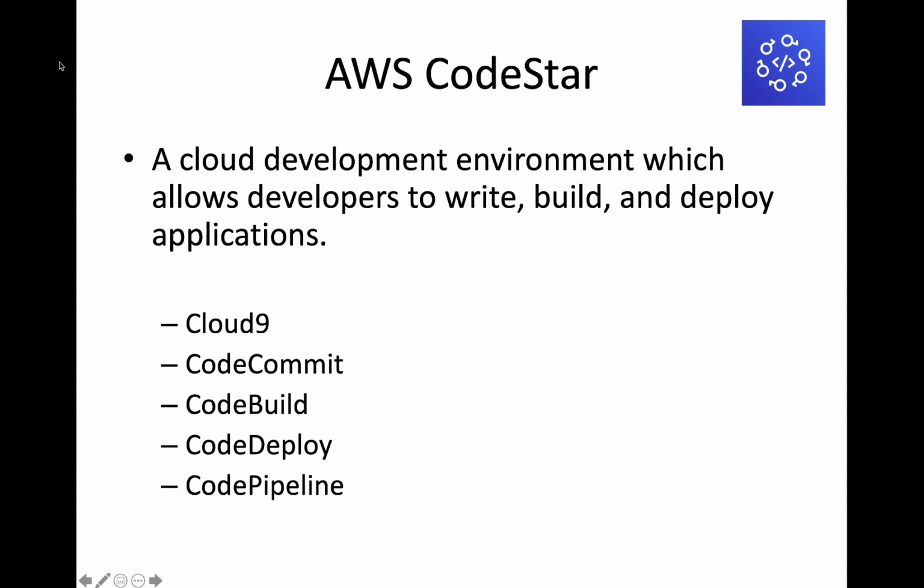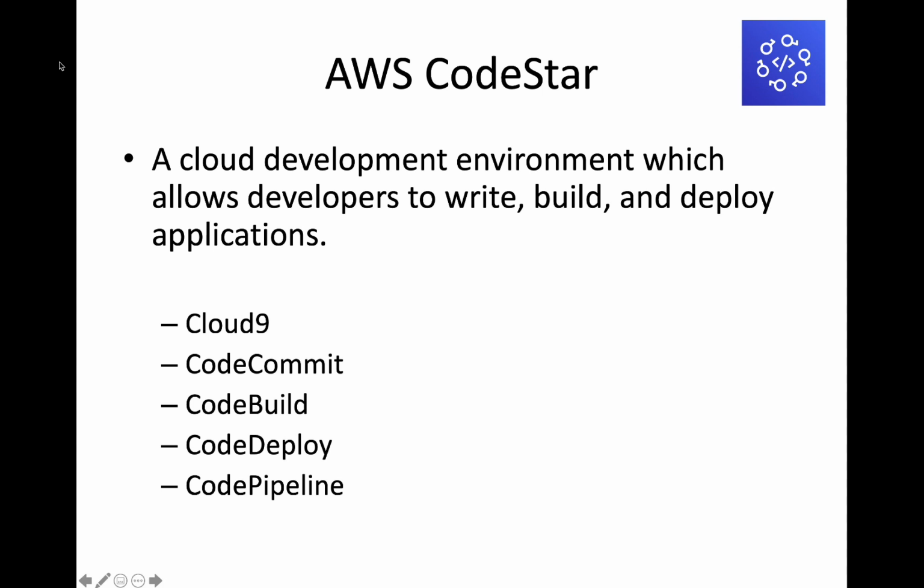I want to start talking about some of the software tools that we can leverage to build out software delivery pipelines. And many of these tools are provided by AWS under the AWS CodeStar banner. What CodeStar is, it's really a development environment that allows developers and their teams to write and build and deploy software applications. It consists of a handful of different AWS tools.